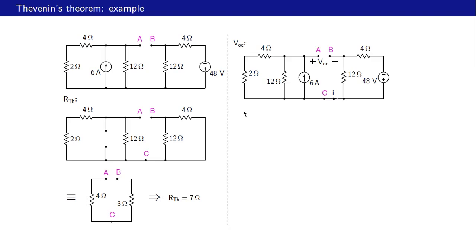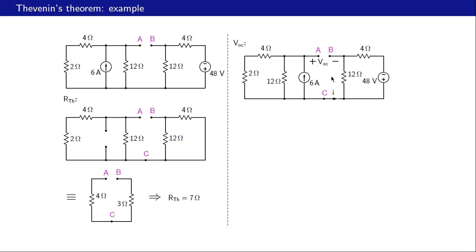Let us now look at V Thevenin. V Thevenin is the same as VOC, this voltage here. And how do we go about finding that voltage drop? We note that this current I must be 0 because there is no return path for this current. There is an open circuit here, and if this current were not 0, then that would lead to violation of the charge conservation principle.